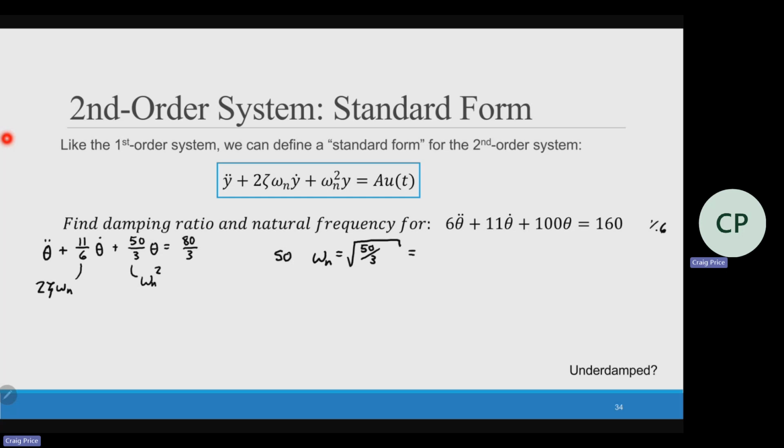And the natural frequency is going to be in radians per second. Most of our stuff, we're just dealing with radians per second.